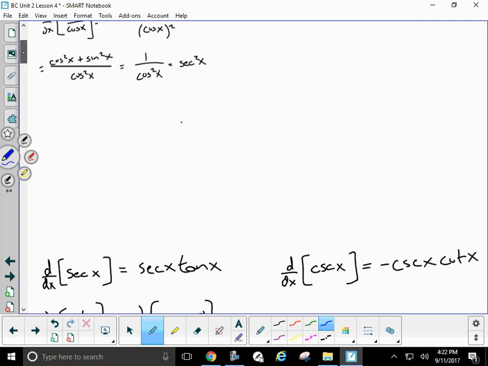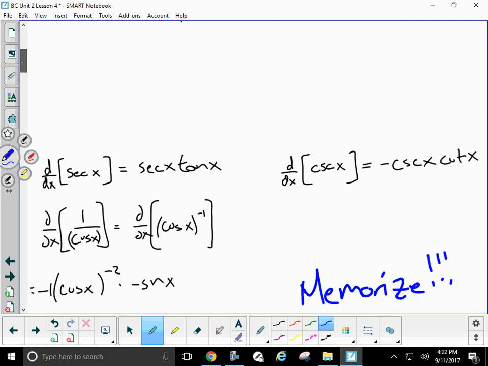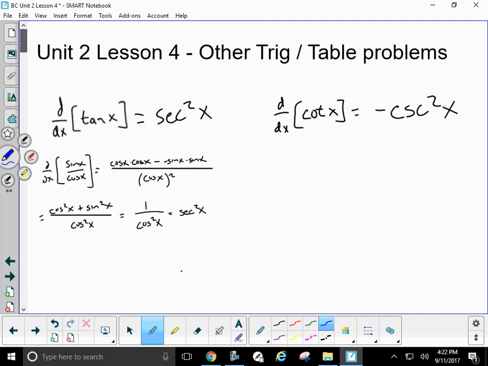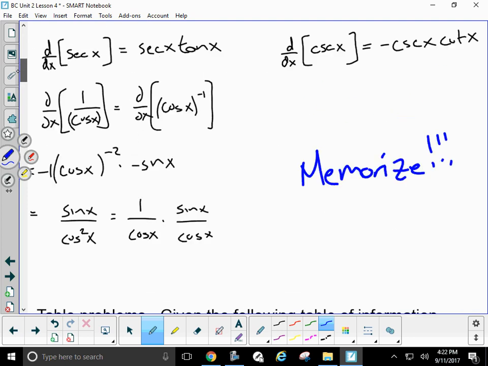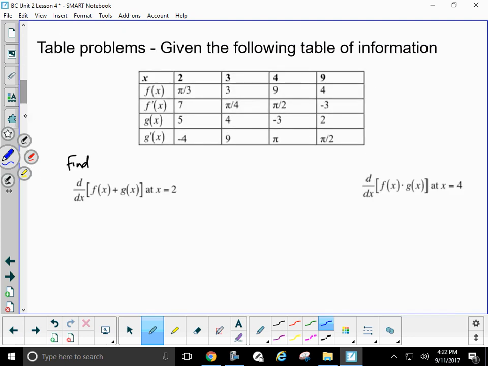Okay, lots of different ways to memorize them, remembering the C's, understanding these are similar to each other, these are similar to each other. They need to be committed to memory. So let's move on to another type of problem.